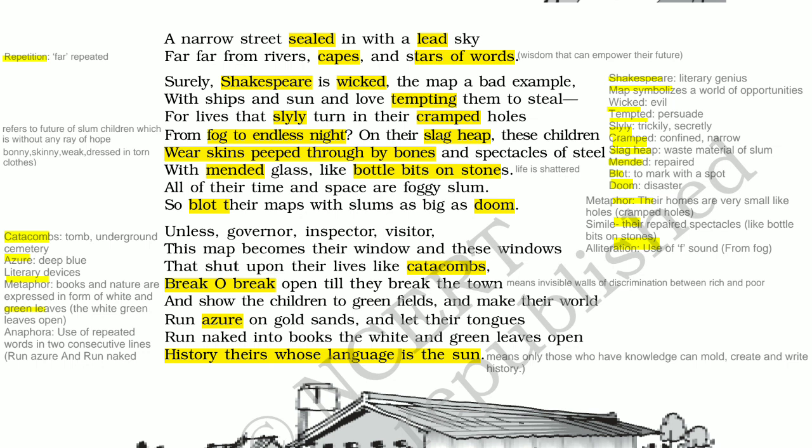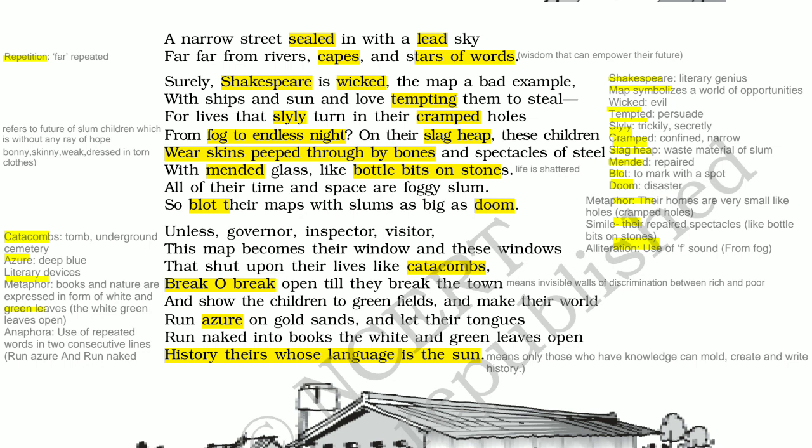Now coming to the next stanza. Unless governor, inspector, visitor, this map becomes their window, and these windows that shut upon their lives like catacombs break, oh break, open till they break the town, and show the children green fields, and make their world run azure on gold sands, and let their tongues run naked into books, the white and green leaves open. History theirs whose language is the sun.